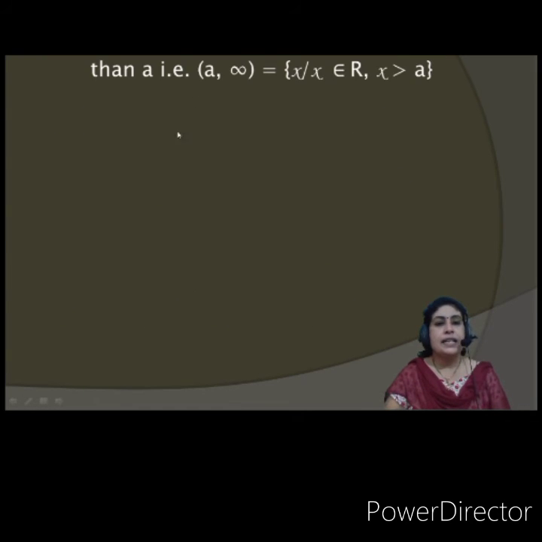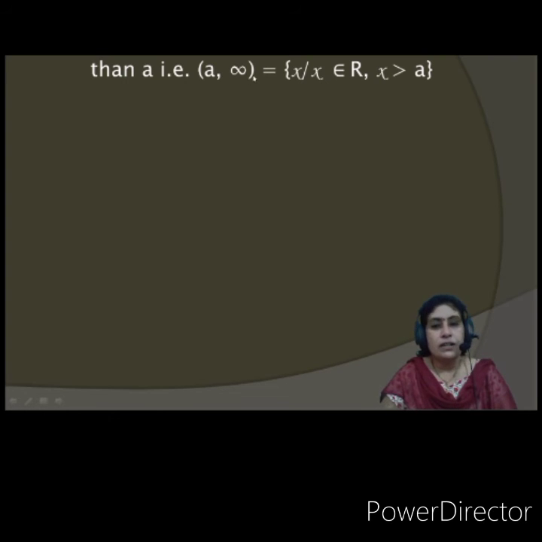Let us see the next one, the fifth one. The set of all real numbers greater than A, that is A and all the way till infinity, all are greater than A. Then it is the set of all X such that X belongs to R and X is greater than A. Means A is not included, and infinity we can't define, till where we have to take.